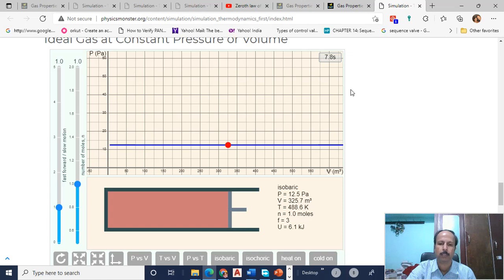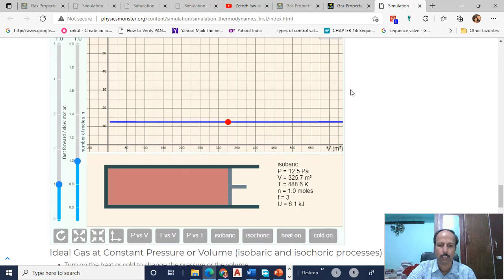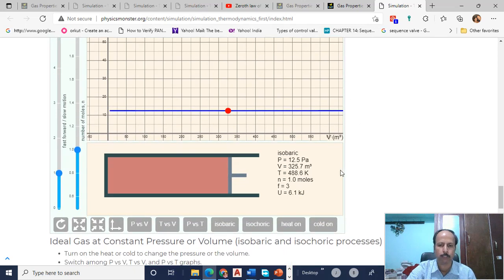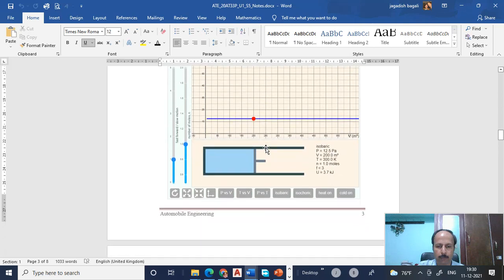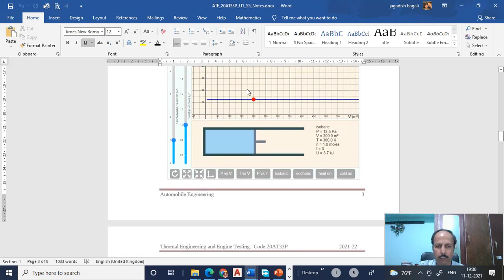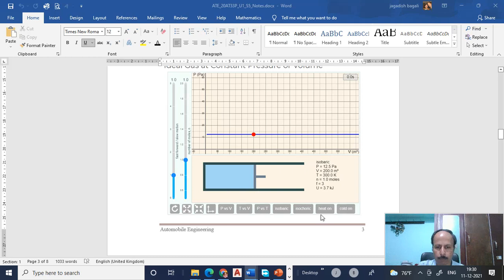So now you can use these readings to find out the change in internal energy, and then the work done. I will show you my calculations here. This is before clicking on the heat on button. These were the readings: 3.7 kilojoules was the internal energy, volume was 200 meter cube, and pressure was 12.5 pascals. So this I noted down.